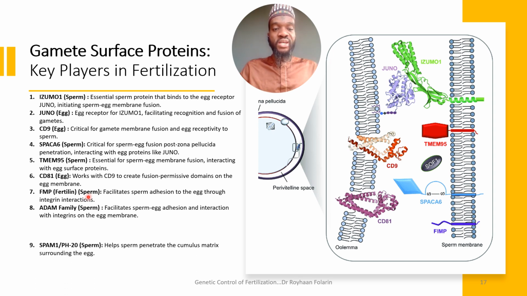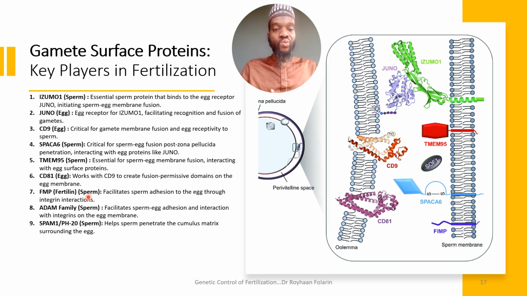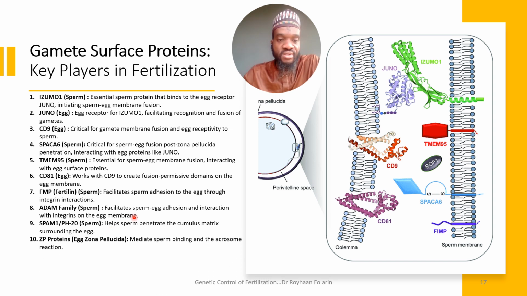So we also have SPAM1 (PH-20), and SPAM stands for sperm adhesion molecule 1. PH-20 refers to its earlier designation as a hyaluronidase. So it used to be known as a hyaluronidase, and it helps the sperm to penetrate the cumulus matrix that surrounds the egg. Then our ZP proteins, that's the zona pellucida.